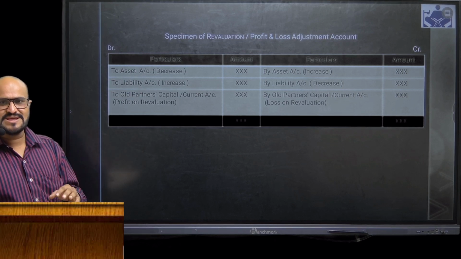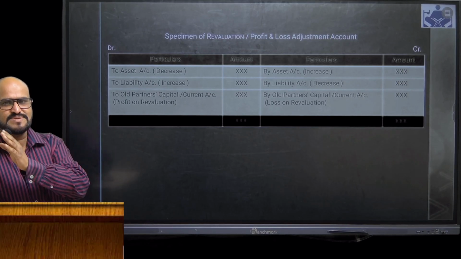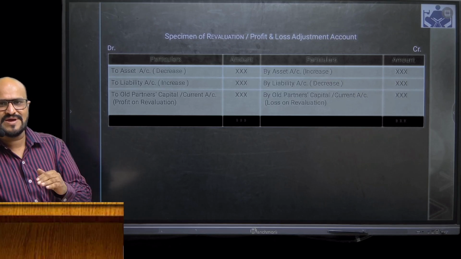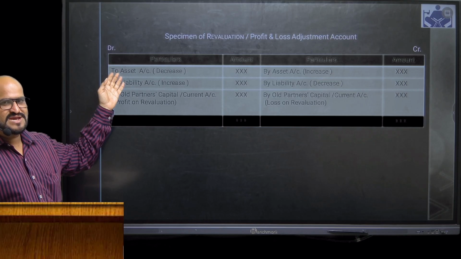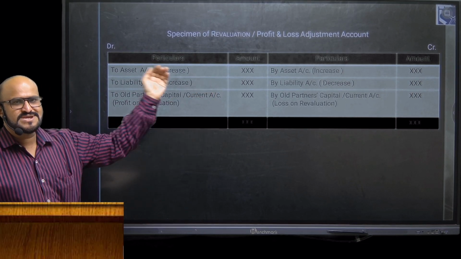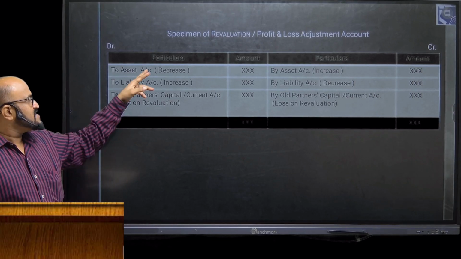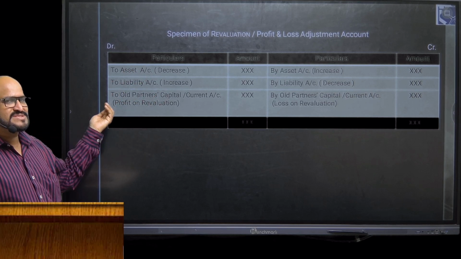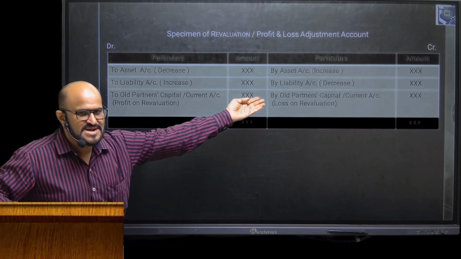You already know the final account, where we have shown depreciation always on the debit side of our profit and loss account. Just like that, depreciation or reduction in the value of an asset is shown on the debit side. So if it comes on the debit side, definitely the increase will go on the credit side. The opposite is the case with liability, because liability is the opposite of an asset. So if a decrease of an asset comes on the debit side, an increase of liability will also come on the debit side, and a decrease in liability will be shown on the credit side.